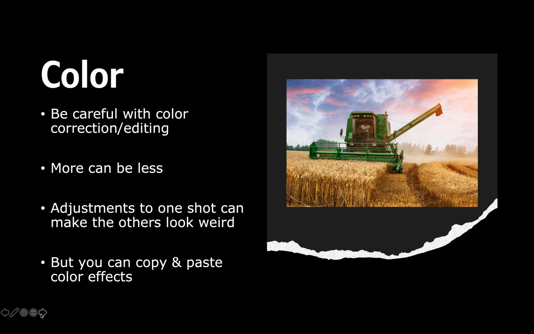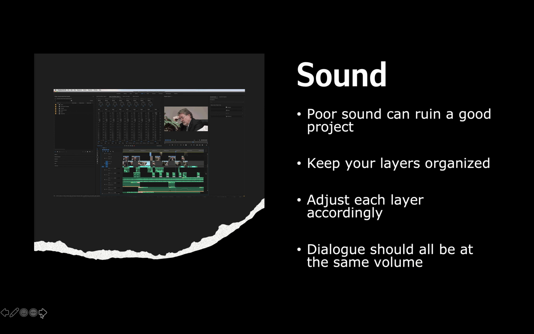Color. So one thing I'll tell you is be careful with color correction, color editing, because sometimes the more you do, the less things look real. This shot is really good. So this is a good example. But sometimes you can color correct to the point that nothing looks normal. So be careful with that, and know that if you adjust one shot, you might need to adjust the other shot, just because adjustments in one shot can make the other shots look weird. But know that you can copy and paste your effects from one shot to the other in Adobe Premiere.